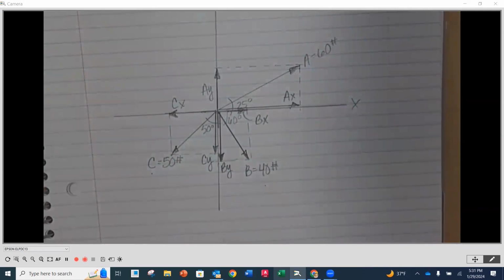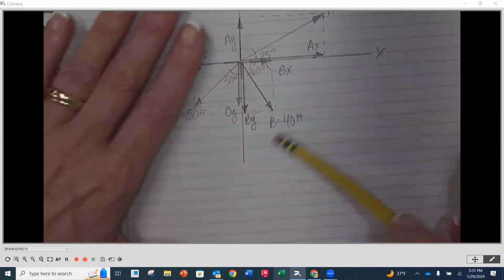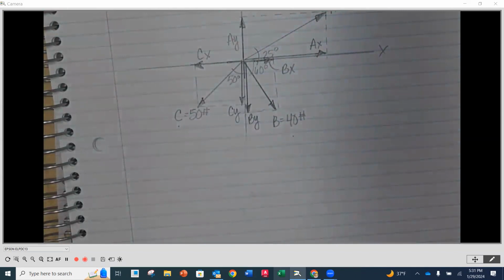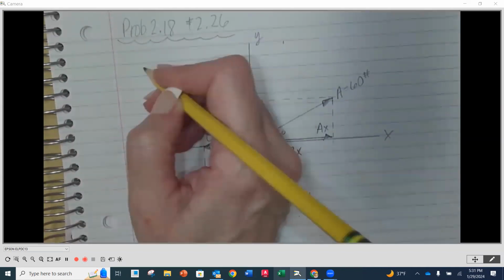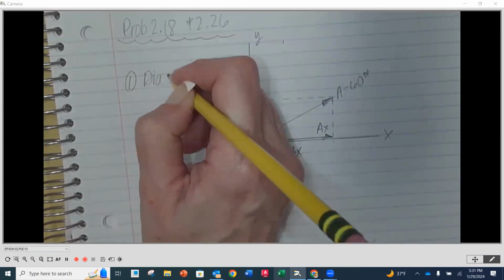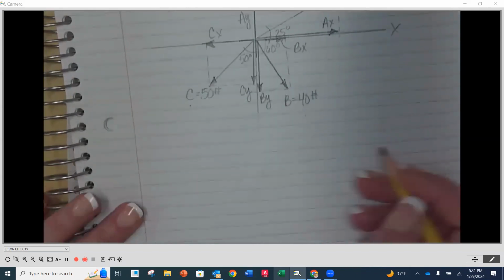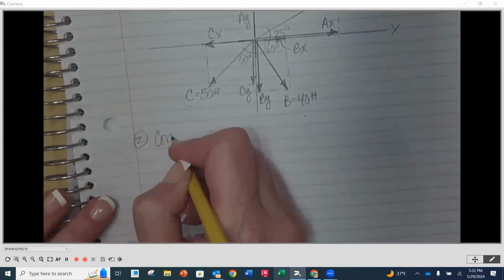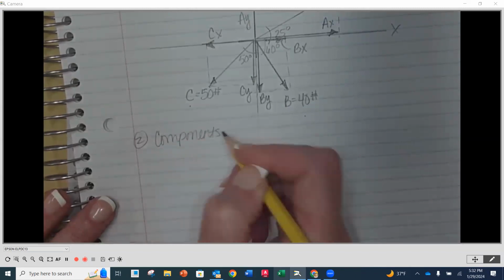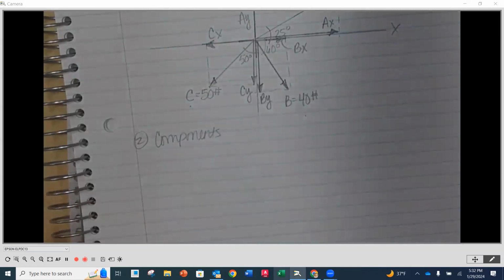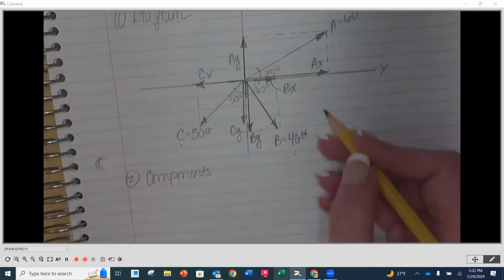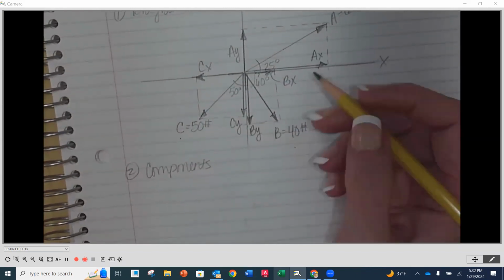Now, at this point, if there's any angles to solve for, anything like that, you're going to want to do that. But we were given all of the angles. So the next thing to do, and this is part of problem number 18, is solving for the magnitude of each one of the components. So I'm going to call this step number 1, this would be my diagram, and then step number 2 is going to be components. I'm going to start with A, go to B, and then C, just because of alphabetical order.